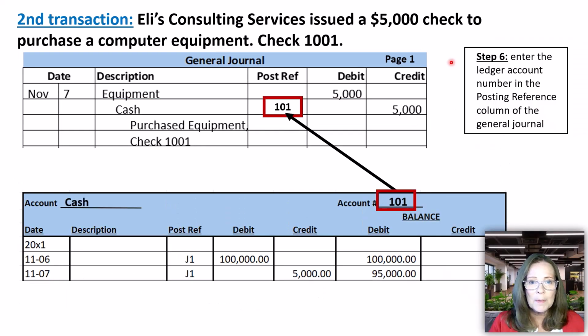As part of step 6, we write the account number 101 into the second line of the journal entry to show that this line was posted. And that completes the process of posting the second journal entry for Eli's Consulting.